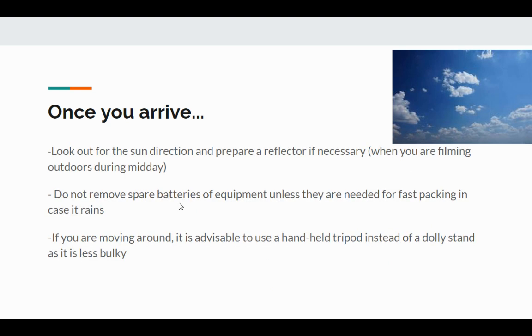Okay, so once you arrive, you look out for the sun direction and prepare the reflector. As I previously mentioned, you have to get the angle right. If not, your reflector is just going to form a shadow and destroy your film.